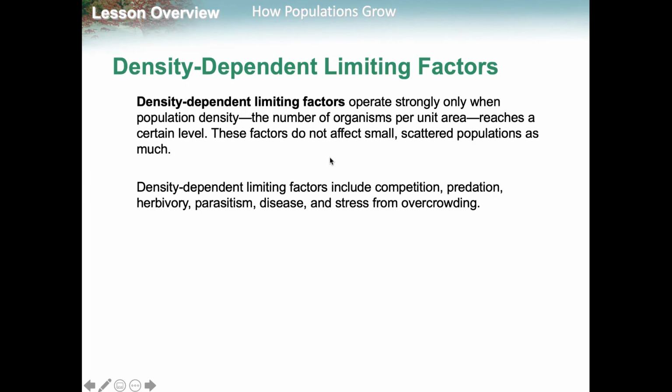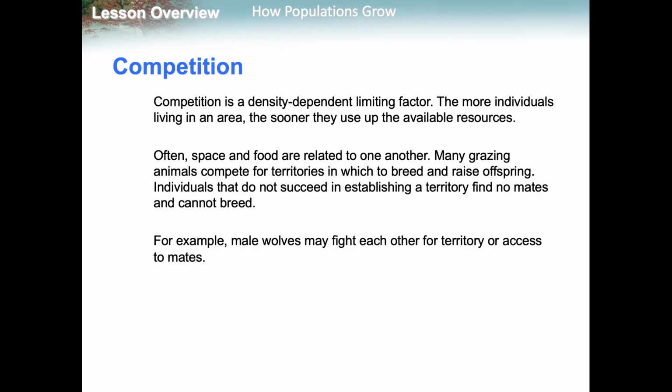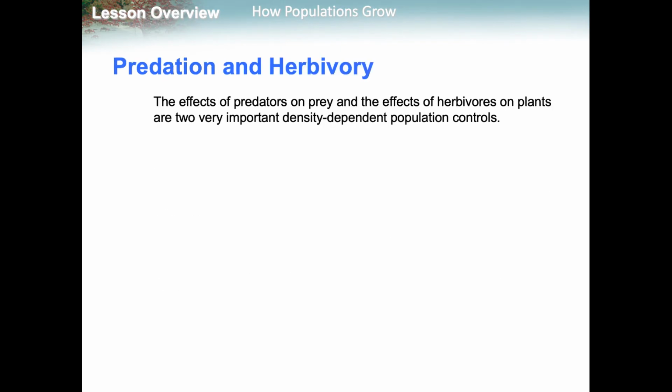So once it reaches a certain area, these factors will happen and then it can decrease the population. Competition happens when places get too crowded. So if individuals are competing for food, water, space, sunlight, and other essentials, they want to survive and reproduce. So they're going to compete with one another to get that, whatever it may be.